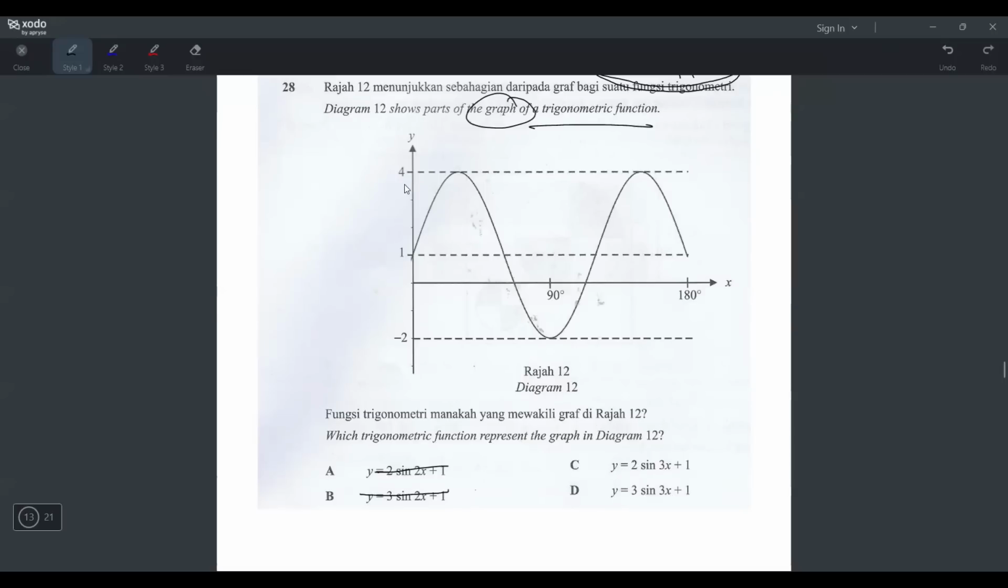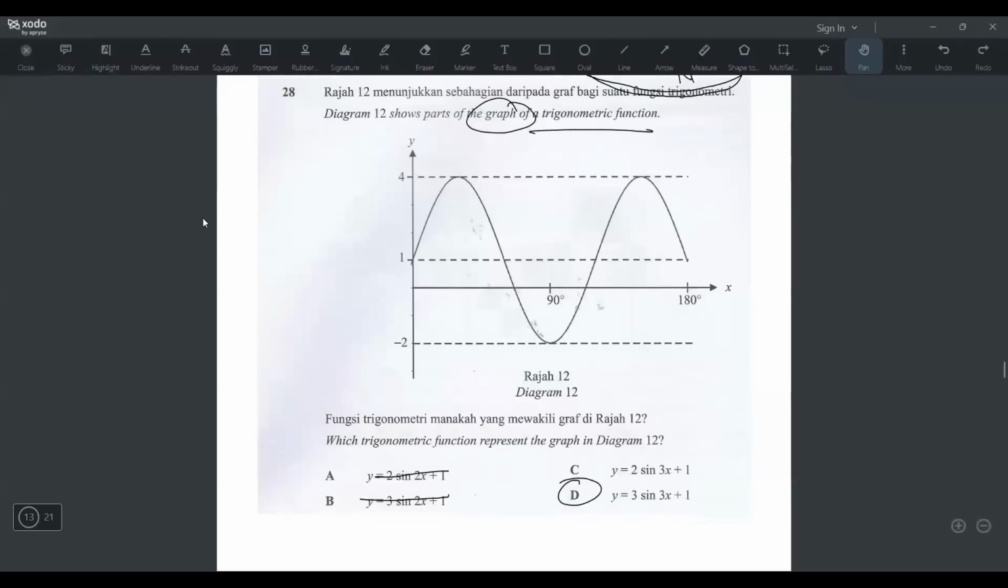Amplitude will be the distance here to here. So the answer is D. Yeah, that's the answer. Okay. Of course, I need to explain for you. Because if I just do like that and move on, then most of you might not get it, right? So I will explain fully how I get it.